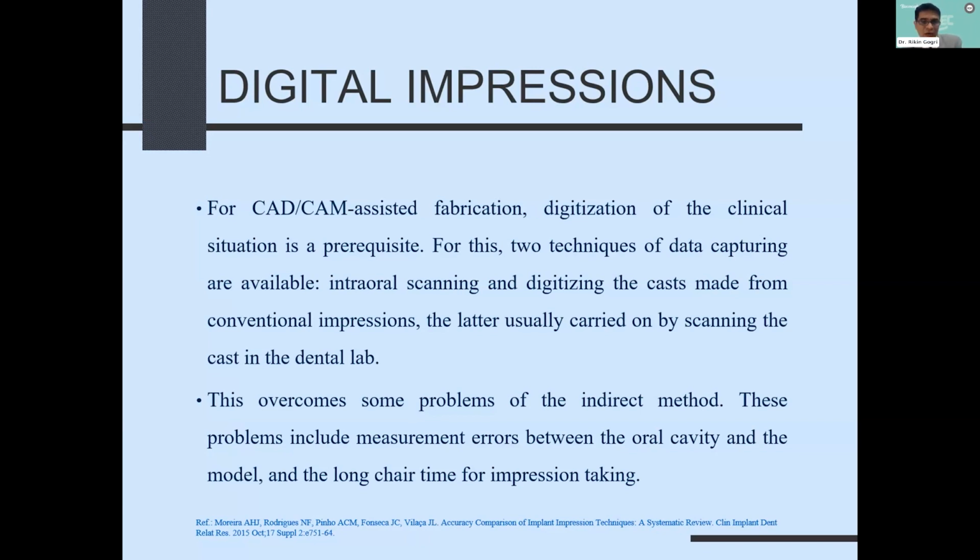So a lot of times, what we record as an impression, the lab still scans that model and takes it into CAD/CAM as a digitization, a semi-digitization, whereas the digital impressions that we do today with the intraoral scanners are direct impressions in the oral cavity, and they directly transfer a digital file to the lab, and a 3D cast is printed, and you have your recording of the impression.